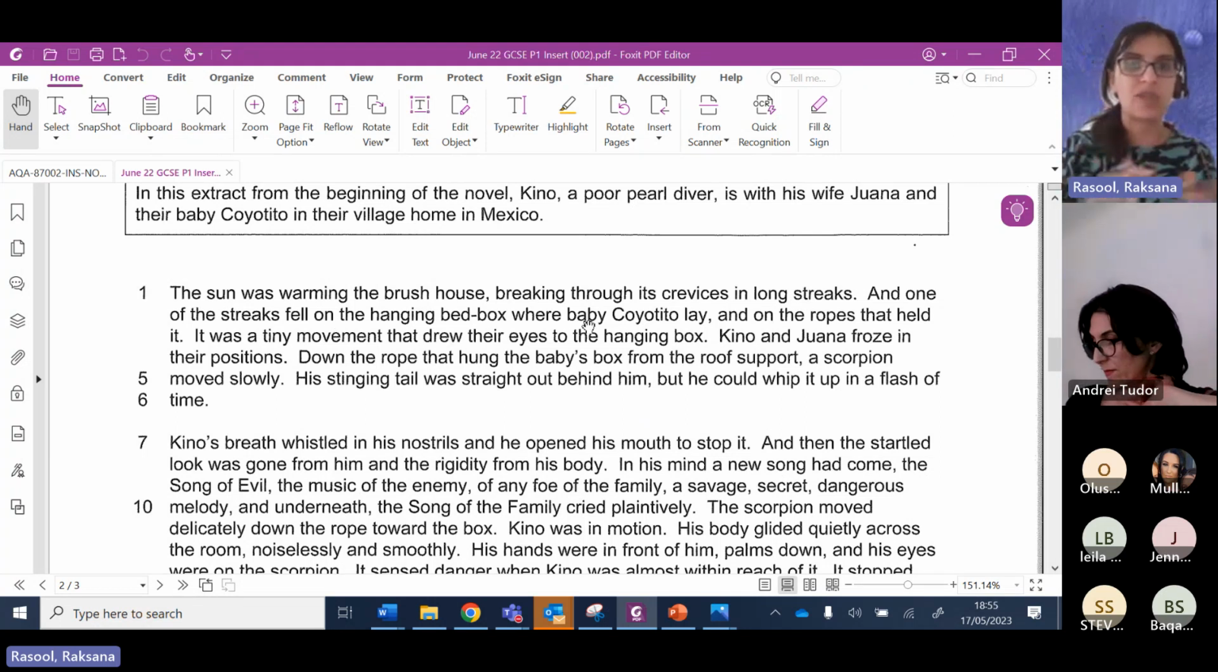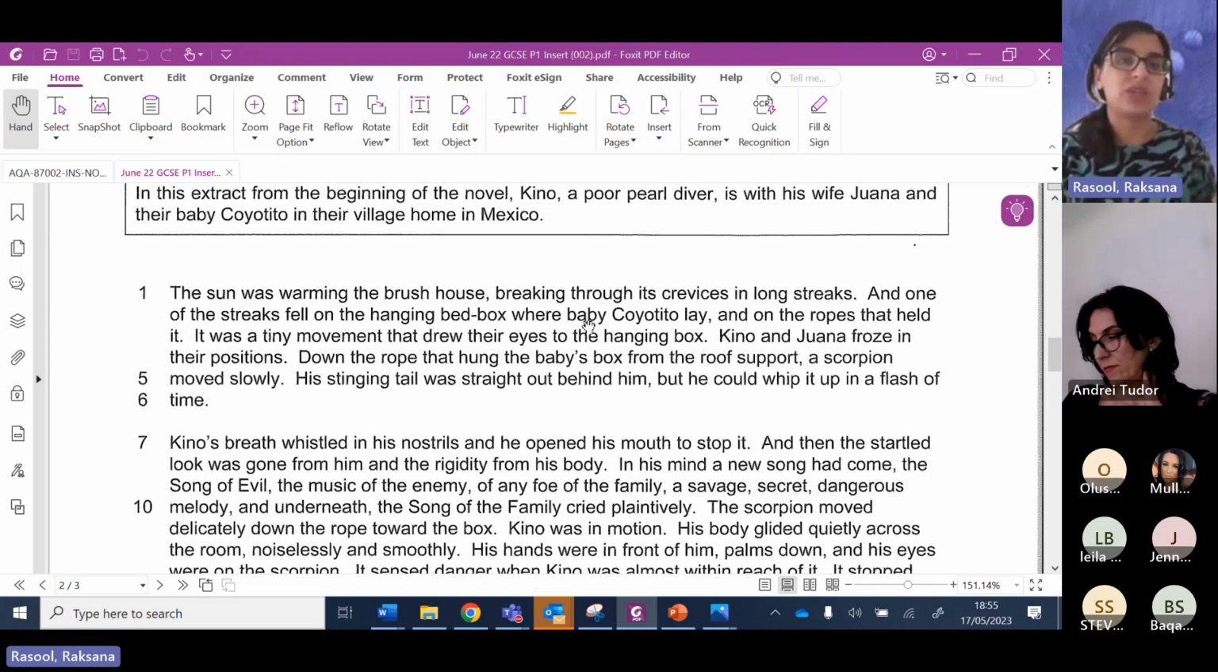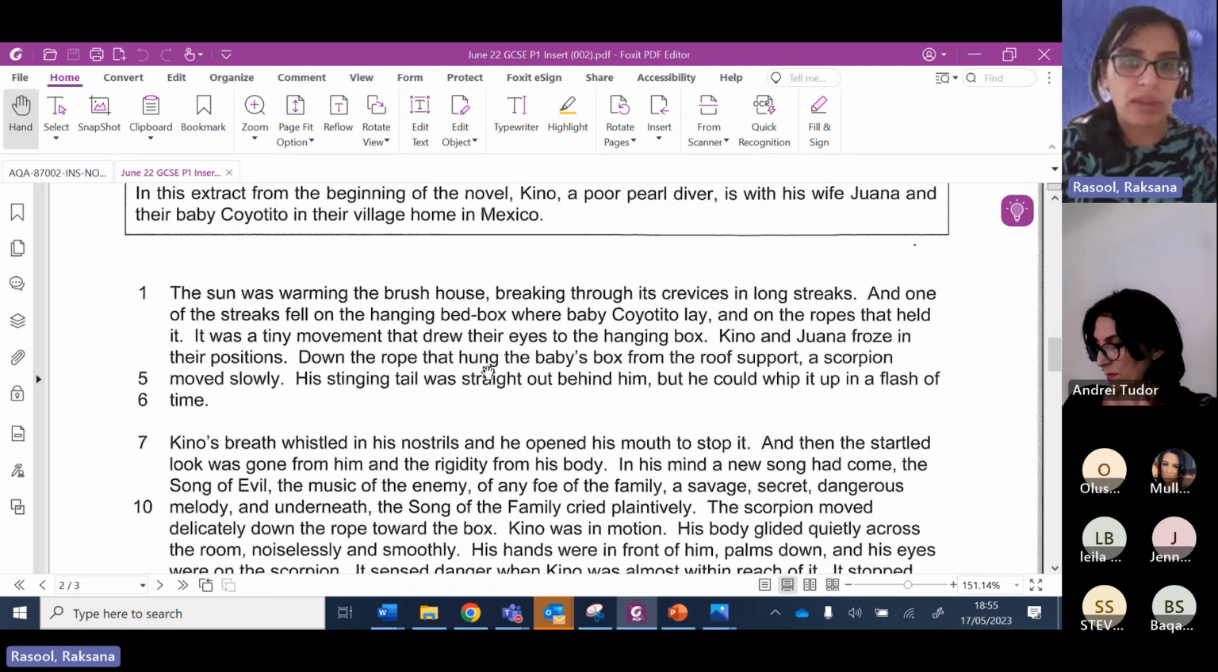So the outside is brought inside, and inside we have a beautiful picturesque scene. A brush house, a baby in a box, and the ropes that hold it. And then immediately we get the development of the build-up, which is this Scorpion. So we got our opening.